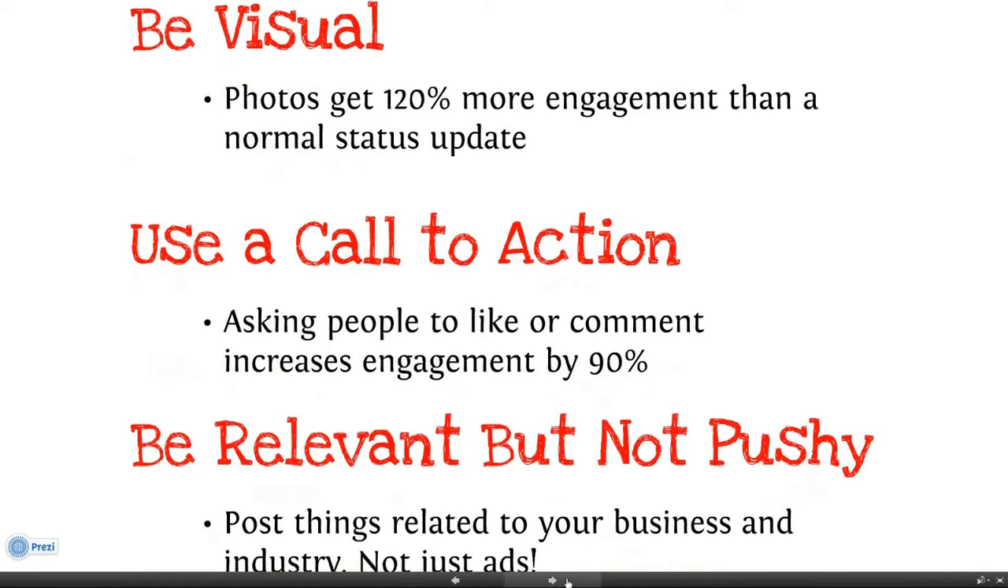Third, use a call to action in all of your posts. This one seems really simple, but is really, really effective. Just asking people to like the post or asking them to comment on it increases engagement by 90%. So just by asking them to comment on it, like, what are your thoughts on this? It's going to increase engagement by 90% on there.